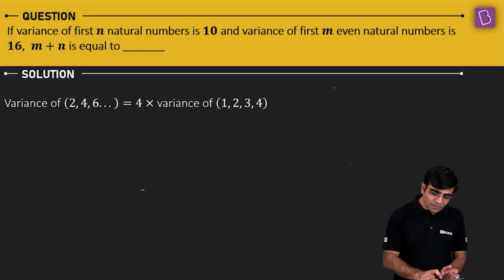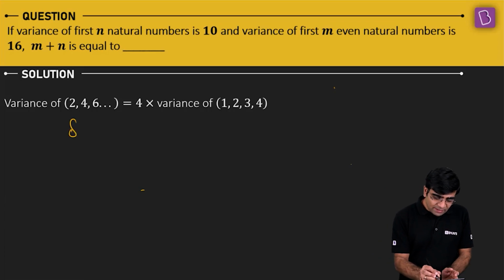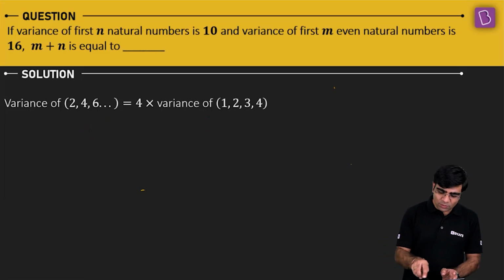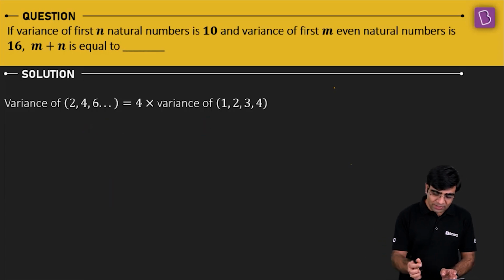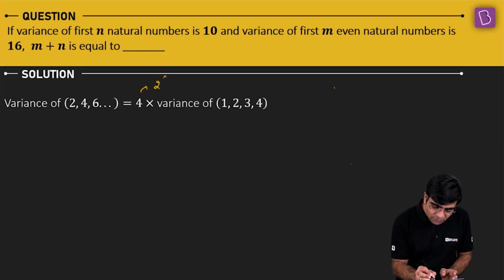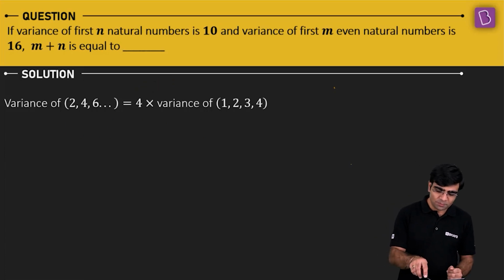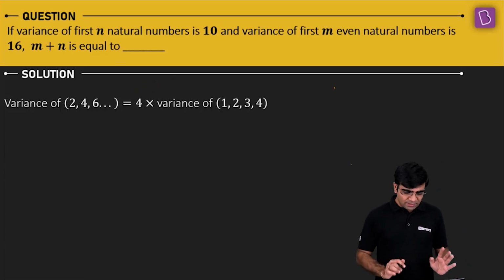Perfect. So in general, I'll say that delta square for lambda xi is equal to lambda square times delta square of xi, right? So that's why here 2 is a multiple. This 2 has become 2 square for the calculation purpose. So this 2 square is finally 4. Now let's plug in the values quickly.